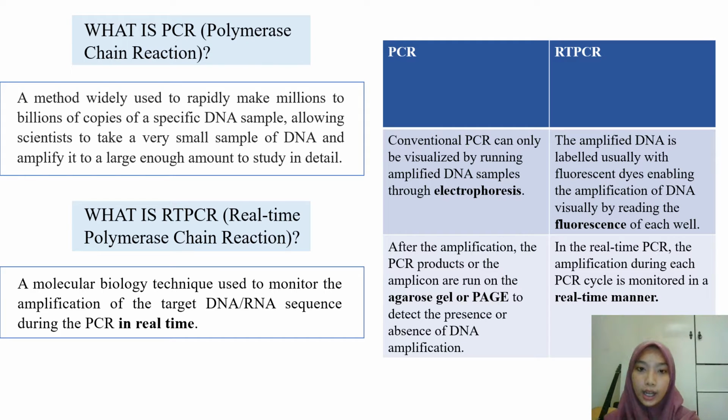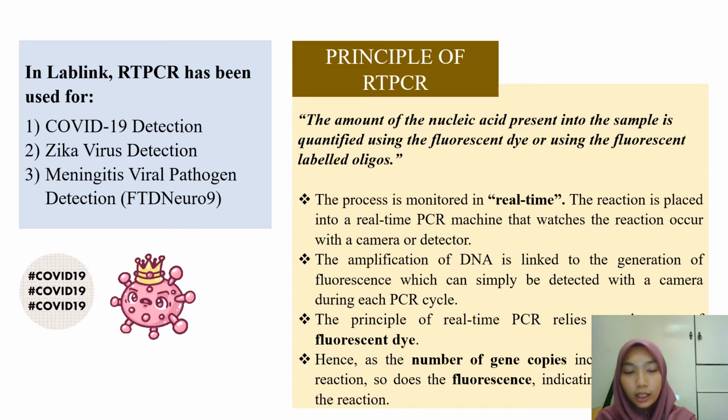And the second difference is that after the amplification, the PCR products or the amplicons are run on the agarose gel electrophoresis to detect the presence or absence of DNA amplification. Meanwhile, in the real-time PCR, the amplification during each PCR cycle is monitored in a real-time manner and can only be visualized by reading the fluorescence dye. As I mentioned earlier, in Lablink, RT-PCR has been used for COVID-19 detection. RT-PCR also has been used for Zika virus detection and meningitis viral pathogen detection.